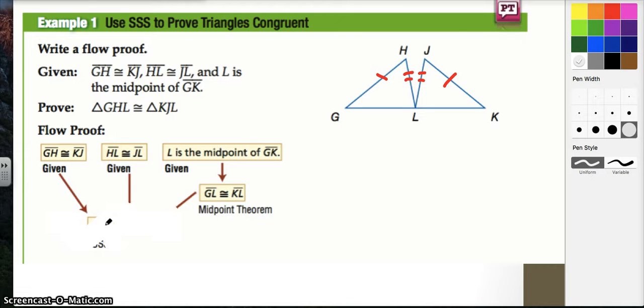All right, let's pretend we don't see this yet. Before we figure out where all this leads to, this information leads to the fact that GL is congruent to LK. And notice how they write it in a flow-proof form. They'll write midpoint theorem. They'll write where it came from, right? So it's like statement, reason, statement, reason, statement, reason.